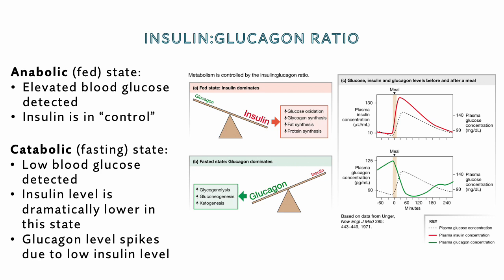After a meal, rising blood glucose triggers insulin release, which promotes glucose uptake and the storage of glucose, fat, and protein. Glucagon is suppressed. During fasting, low glucose leads to glucagon release, which promotes glucose production and ketone formation, while insulin stays low. After eating, glucose and insulin levels rise and then fall, while glucagon drops and later rises again. This balance keeps blood glucose steady to supply energy to the body.